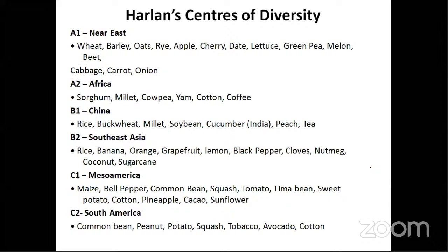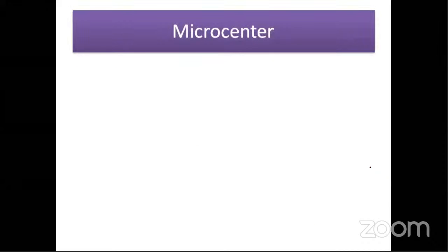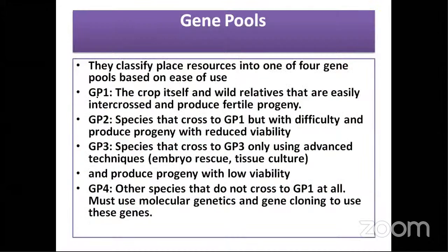So I was talking about microcentres and gene pool. Here, gene pool, I already told you, constitutes GP1, that is gene pool 1, and the traits you already know. If anyone does not know, please let me know. I guess everyone knows.